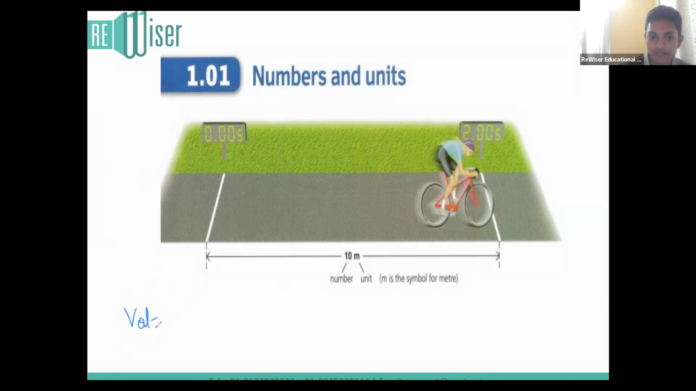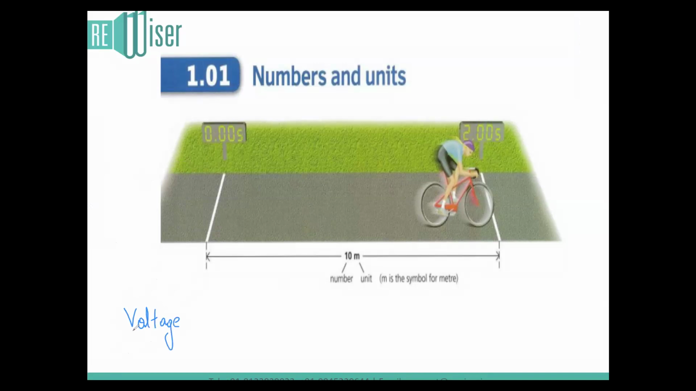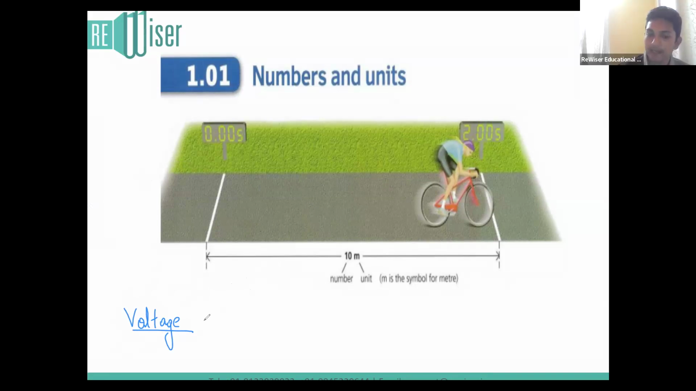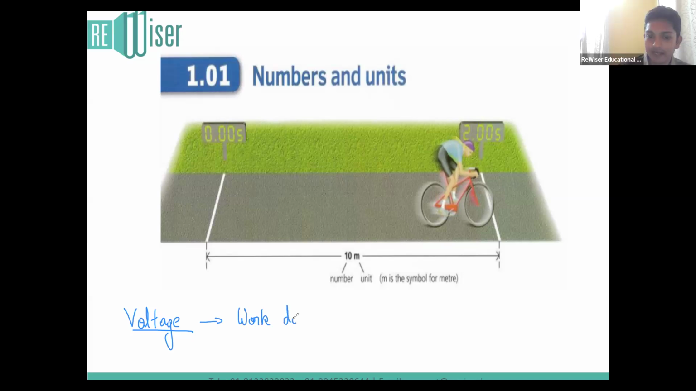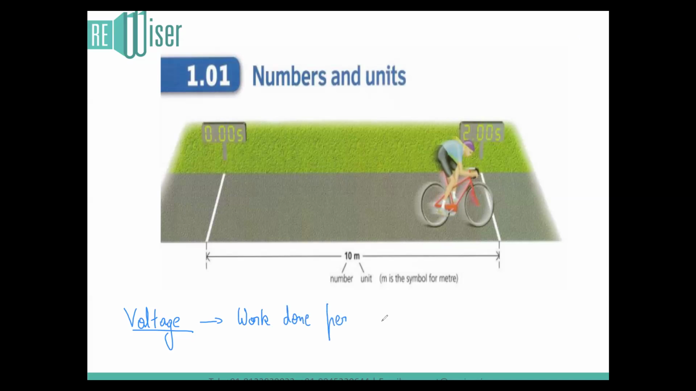Okay, let's take voltage. What would you define voltage as? Voltage is the force required to push a charge around the circuit, around the component of a circuit. It's a push that's required to move an electron from one point to another. The symbol is V and it's measured in volts. So can you define it as the work done per unit charge? Yeah, right.